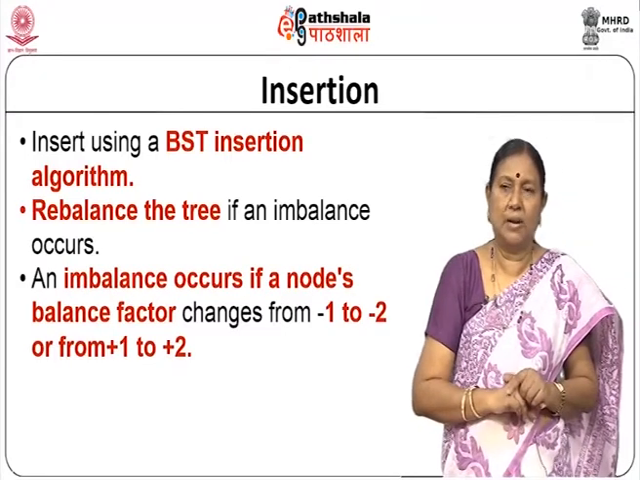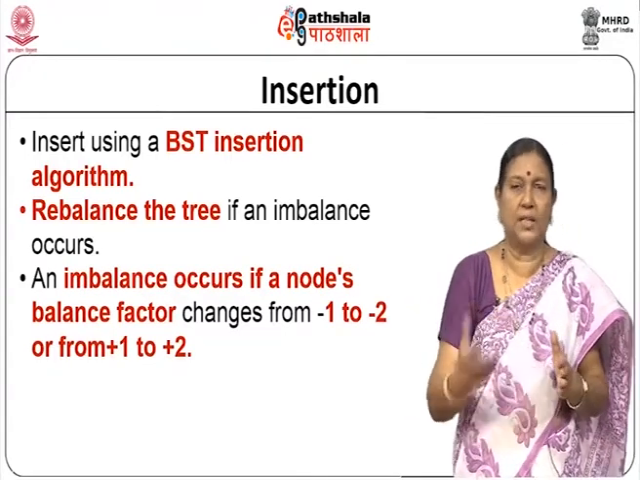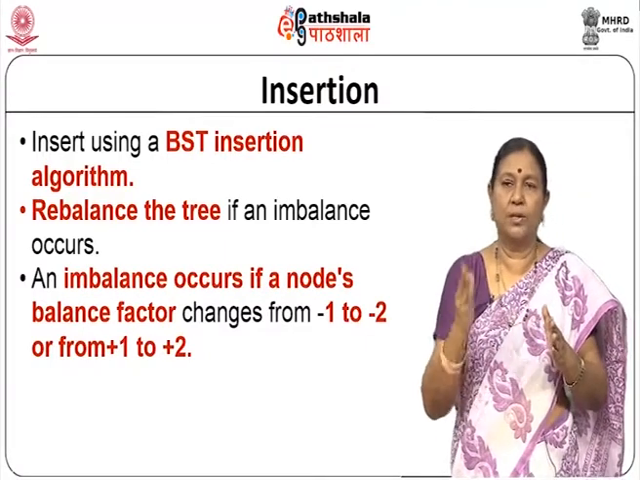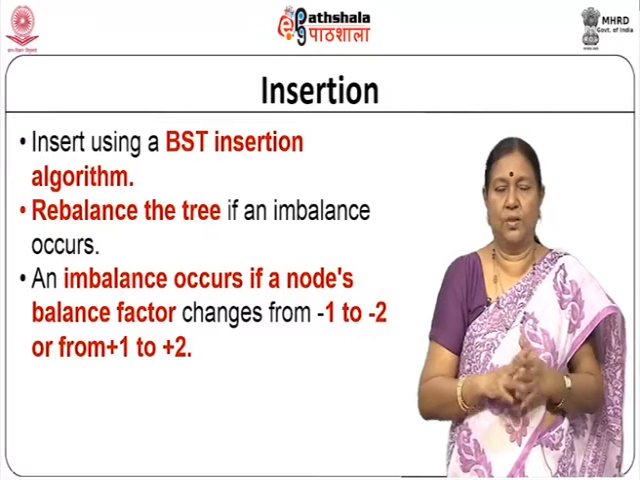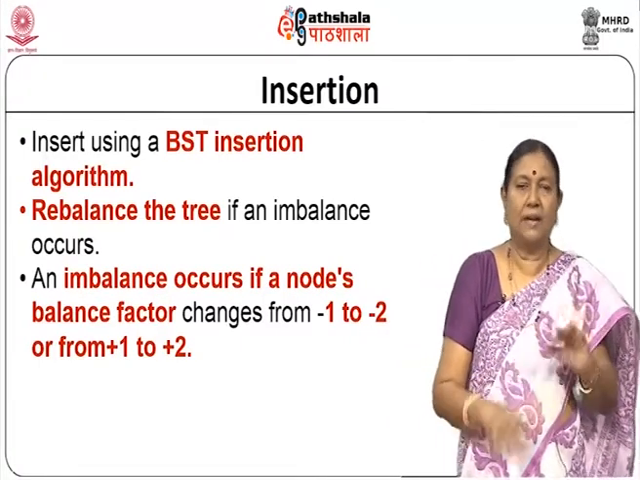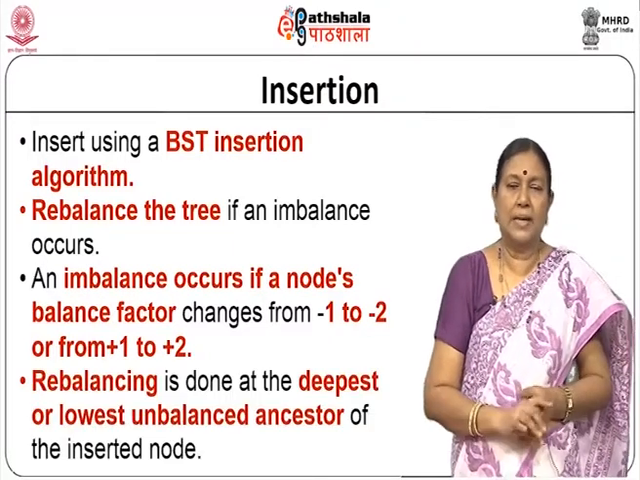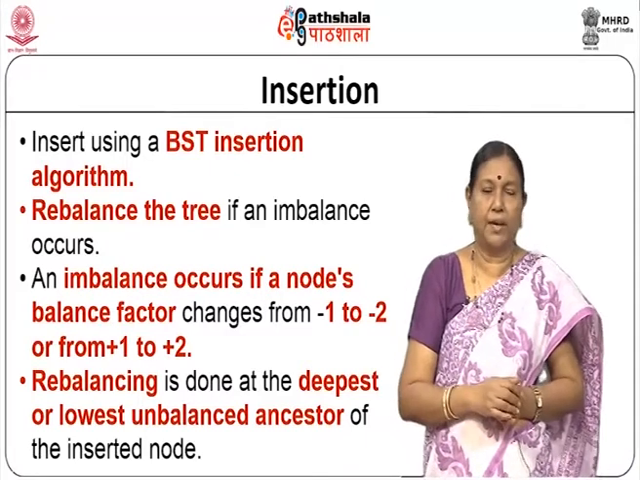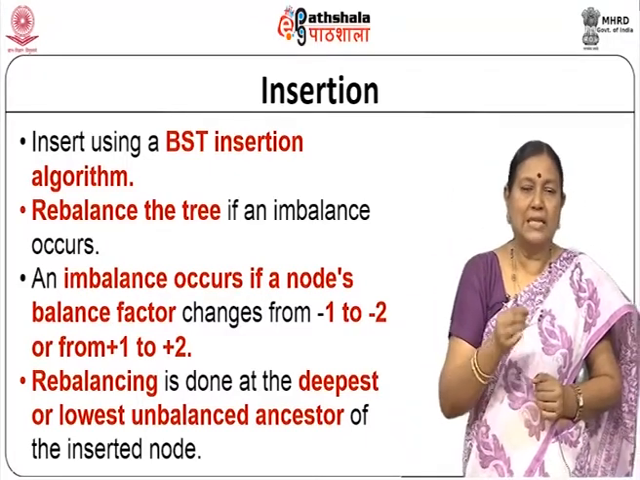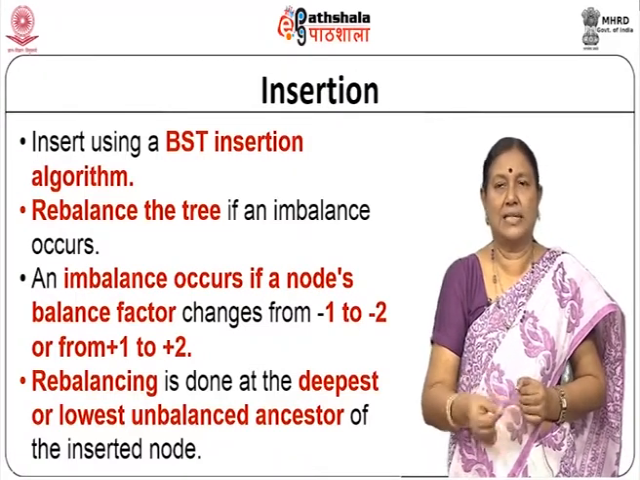An imbalance occurs if a node's balance factor changes from either -1 to -2, because we are doing insertion, right, it cannot decrease, so -1 to -2 or +1 to +2. If one of these two things happen, we know that an imbalance has occurred and we want to rebalance the tree. Okay. So, rebalancing is done, this is an important point, we have discussed this slightly in the last module also, at the deepest or lowest unbalanced ancestor of the inserted node.